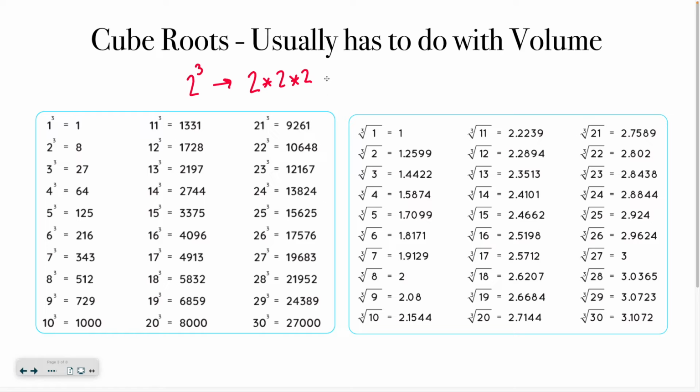And if I were to simplify that, I could say 2 times 2, well that's 4, and then I still have that third 2 to deal with, so 4 times 2 would be 8. So you'll see 2 to the 3rd power is 8.